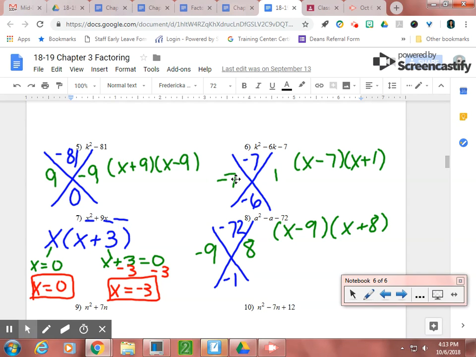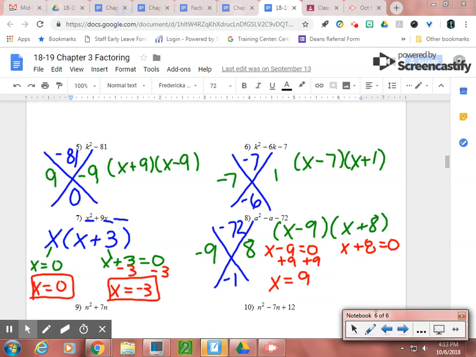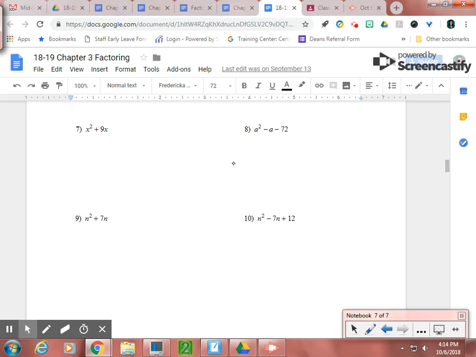And if we want to solve these, we're going to set them both equal to 0. So x minus 9 equals 0 and x plus 8 equals 0. So what you would do is add your 9, so your first answer would be x equals 9. And then on this one, you would subtract your 8 and you would get x equals negative 8. And those are what are called your exact answers, exact solutions.